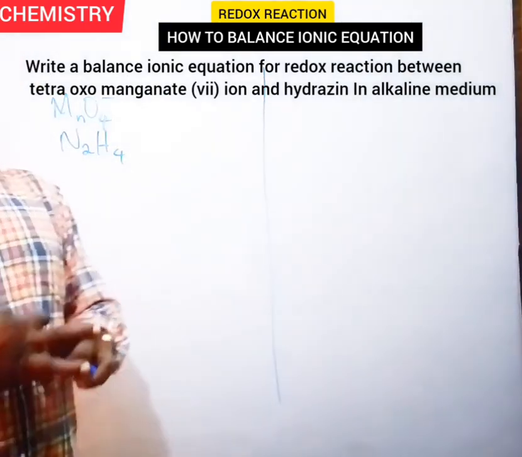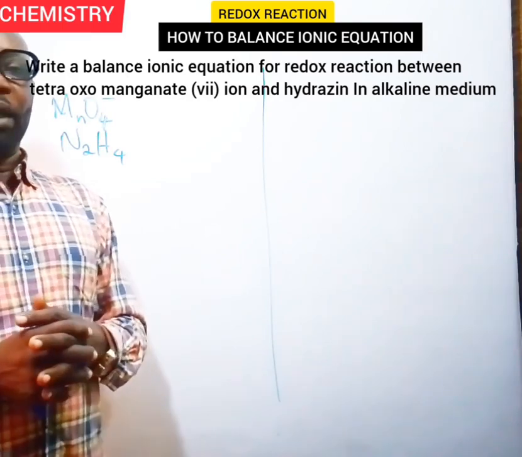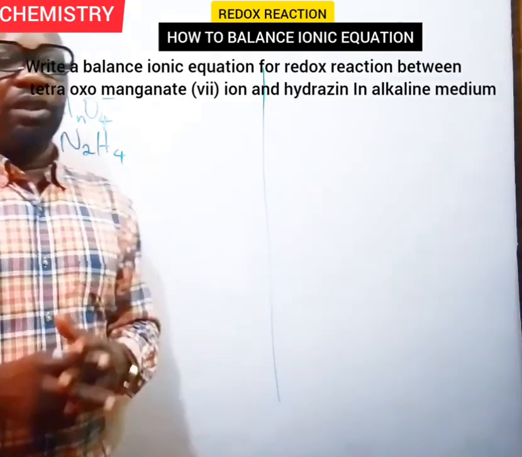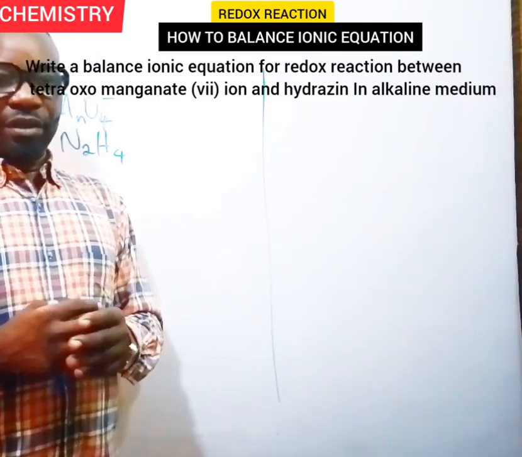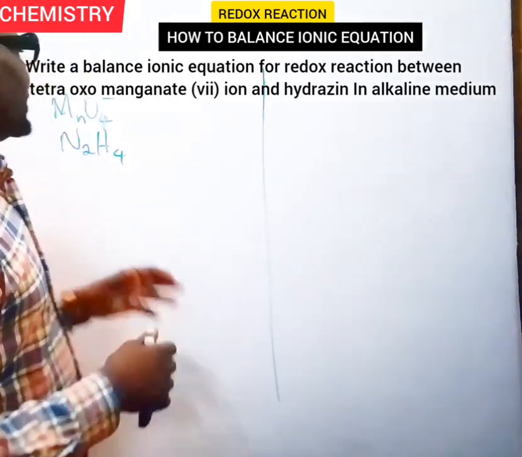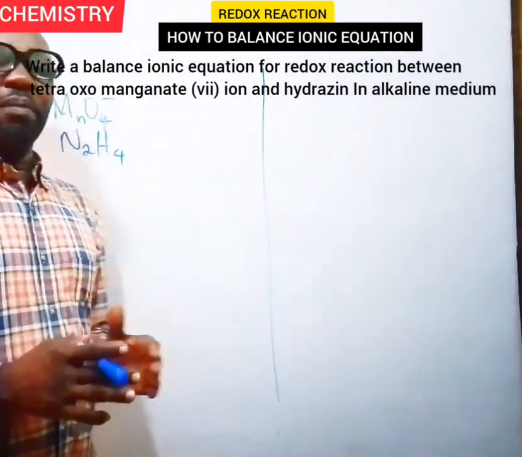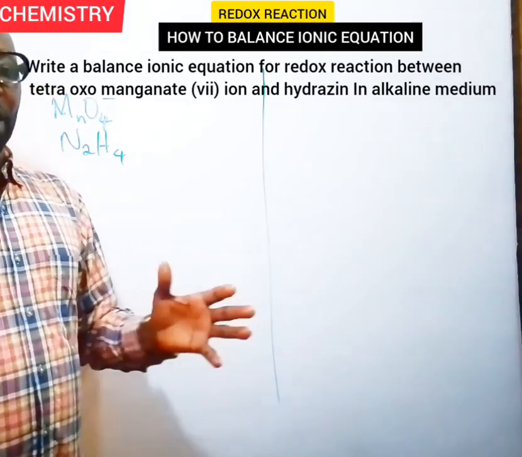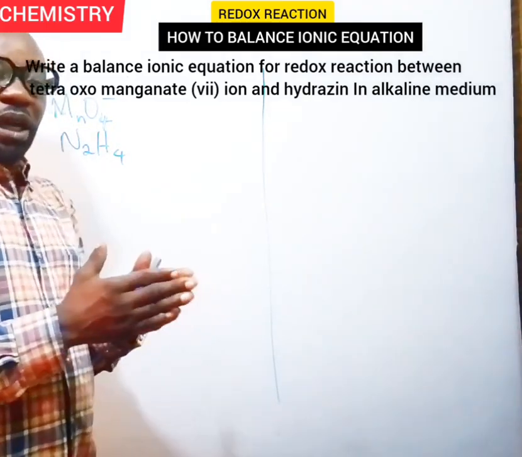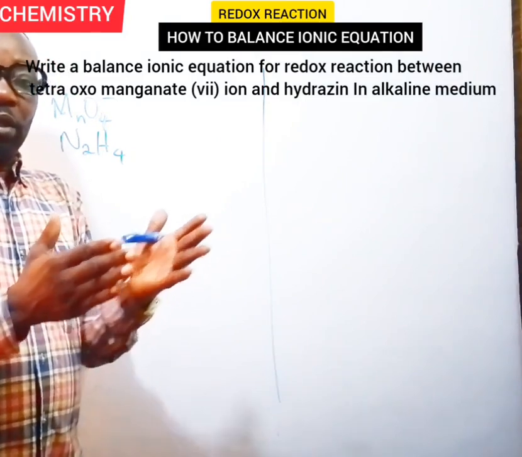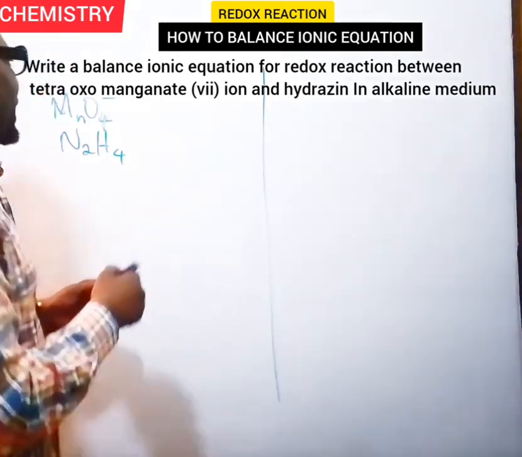The question says we should write the balanced ionic equation for the redox reaction between tetraoxomanganate(VII) ion and hydrazine in alkaline medium. This is an alkaline medium. In acidic medium, we've been able to see how we can do the calculation of these ions to atoms. The step one we are going to take.